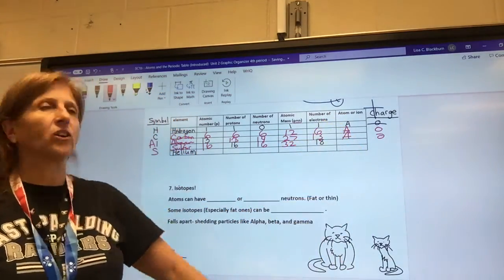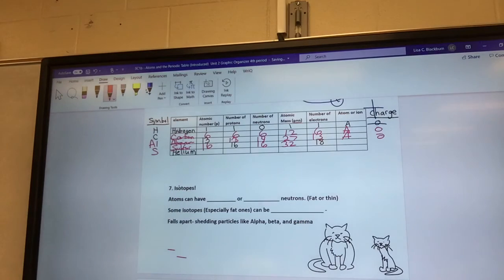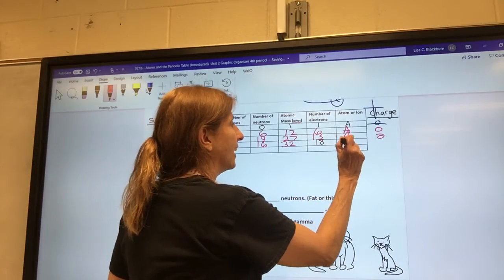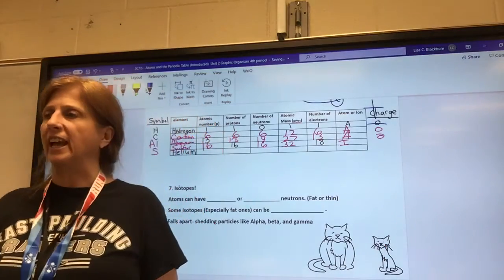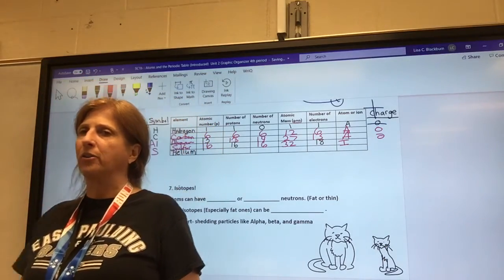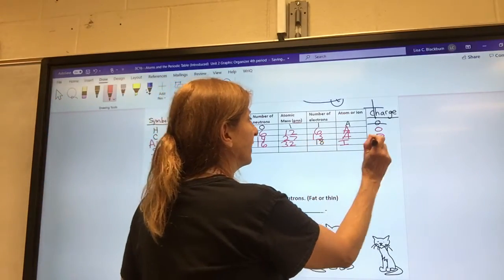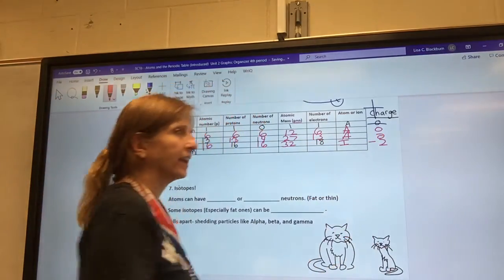Its electrons are 18, so it's gained 2 electrons. So does it have a charge? Yes. So if it has a charge, it is an ion. What is its charge? It has 2 more electrons than protons. It's -2. Remember, electrons are negative, so the charge is -2.